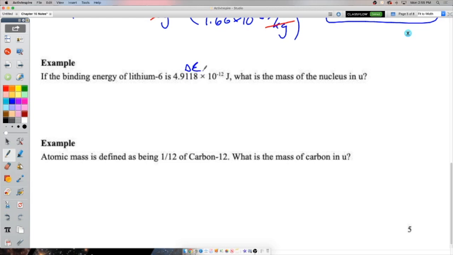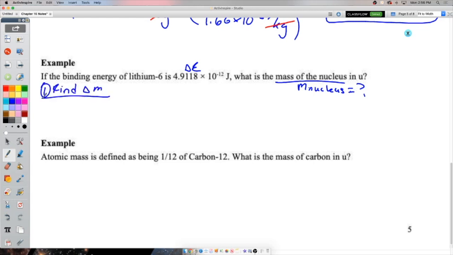Okay, if the binding energy of lithium-6 is 4.9118 times 10 to the negative 12, so that's this, what is the mass of the nucleus? So not the mass defect, the mass of the nucleus. So what should we do? Well, we have the binding energy, which can tell us the mass defect. We know the mass of that many protons and neutrons. If we have the mass of that many protons and neutrons, and we know the mass defect, well, then we can figure out the mass of the nucleus, right? Because the mass defect is just the difference between the mass of the nucleons and the mass of the nucleus.